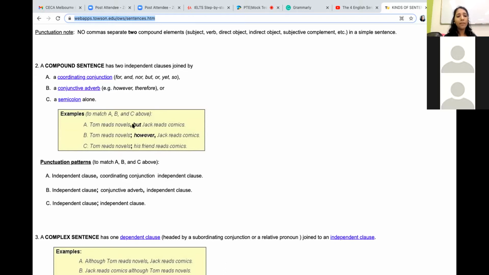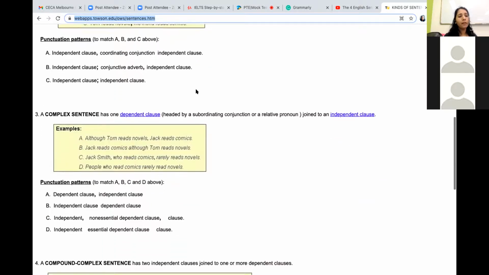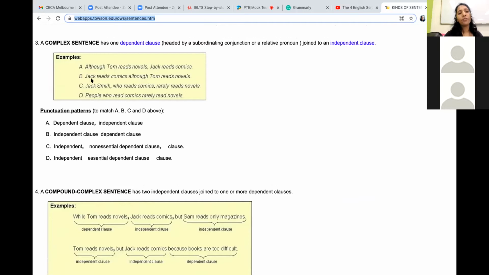Separated by a comma and a coordinating conjunction, you put 2 independent clauses. Second way to write it, 2 independent clauses with a semicolon. After the first independent clause, a semicolon, and then a conjunctive adverb or your fancy conjunctions, put a comma after, and you put your second independent clause. So this is your important style. The third is important for you.